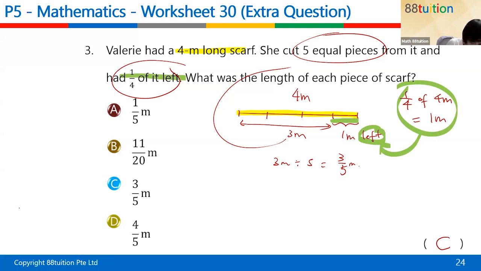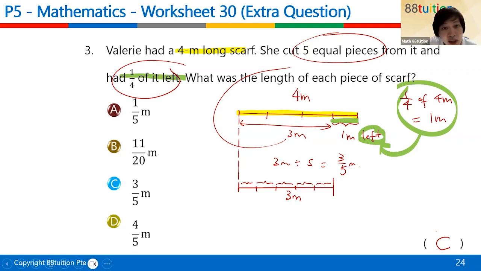Okay, so I just drew this for 5 pieces only. So this one is called the 3 meters. 1, 2, 3, 4, 5. Okay, this is called 5 equal parts. 1, 2, 3, 4, 5. Okay, so each is 3 out of 5. So far, okay? All right.